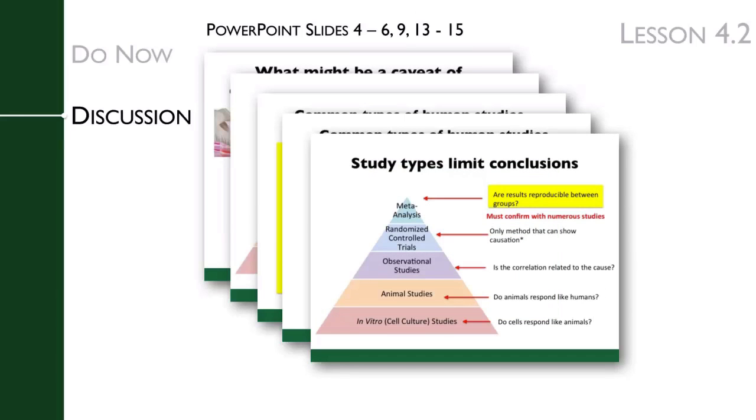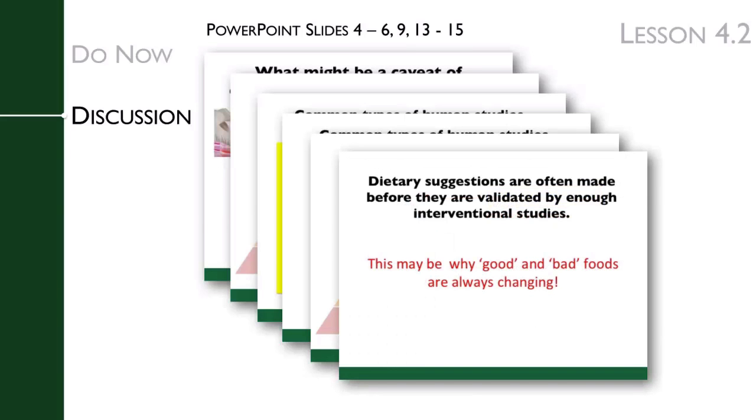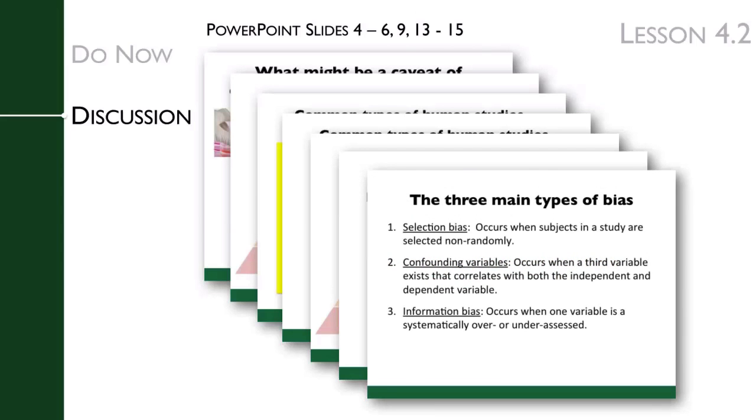The meta-analysis is the preferred type of study when making nutrition recommendations. They explore whether there is consensus in the field about certain topics by combining and analyzing results from multiple studies. Dietary recommendations are sometimes made before meta-analyses are performed, which could be why recommendations often change. After talking about the strengths and limitations of each study type, the discussion then goes over types of bias, including selection bias, confounding bias, and information bias.